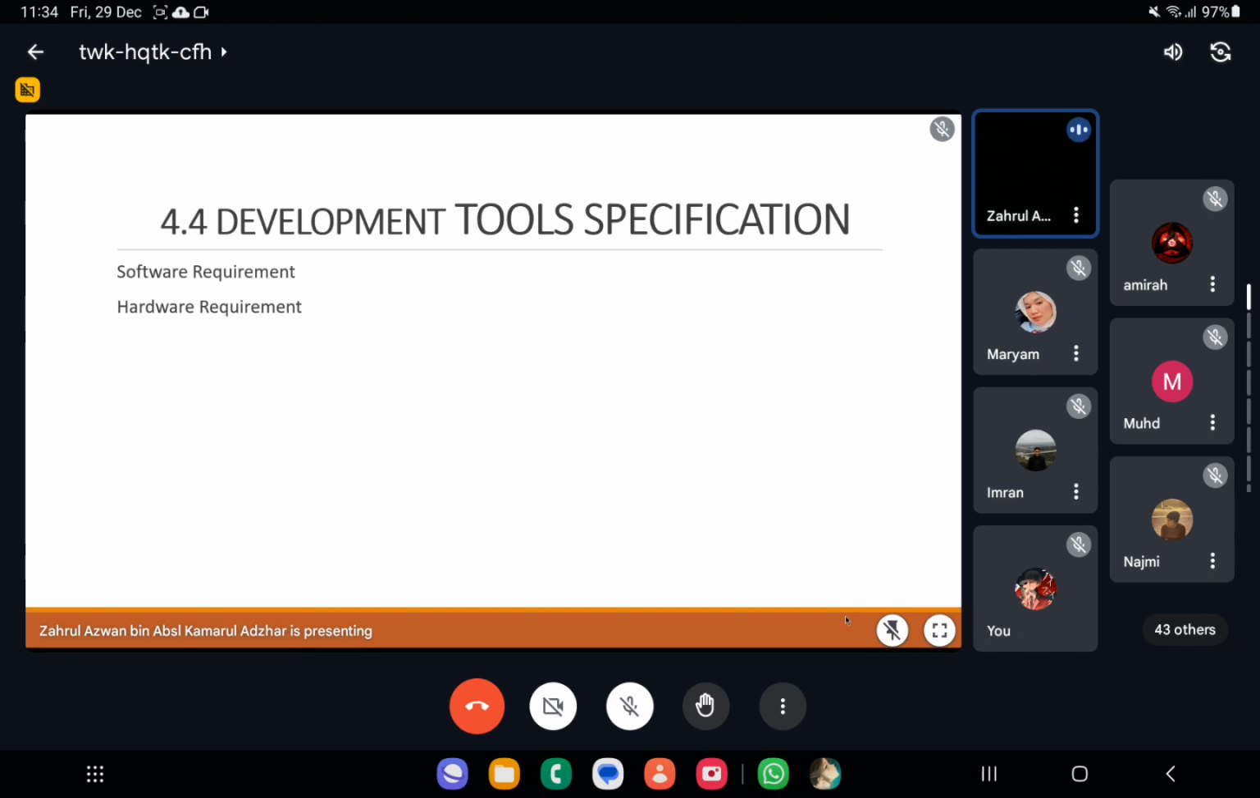No, it's not that you just tell. I want to use a Laravel platform. Okay, but why do you want to use the Laravel platform? You have to tell the readers.